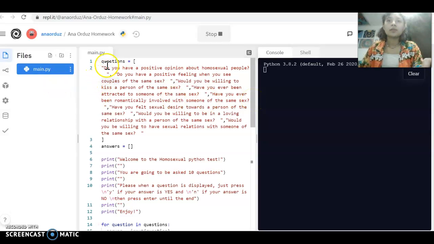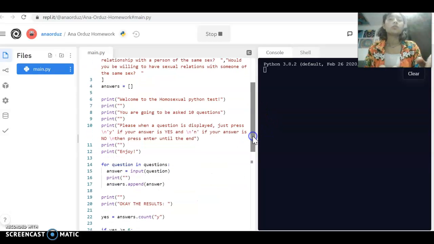First of all, I put all of the questions of the test inside a list. As you can see here, I have the two brackets of the list, and I separated the questions using commas so that they would work as individual questions. Then we have this answers list, but it is empty because we don't have the answers yet, because the person who is running the code is going to have to enter the answers.